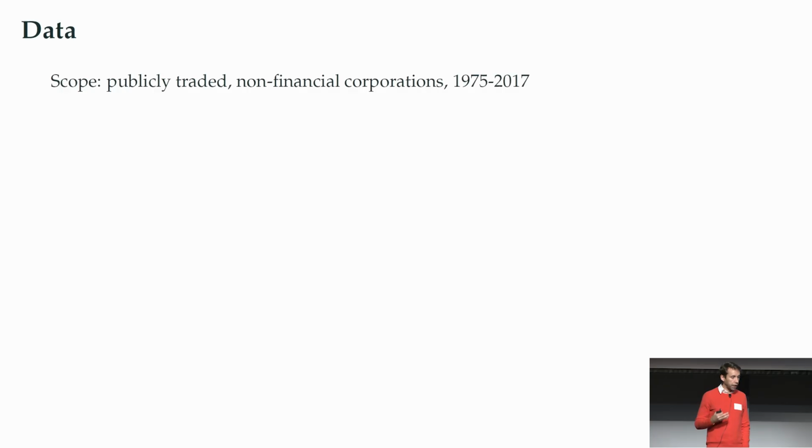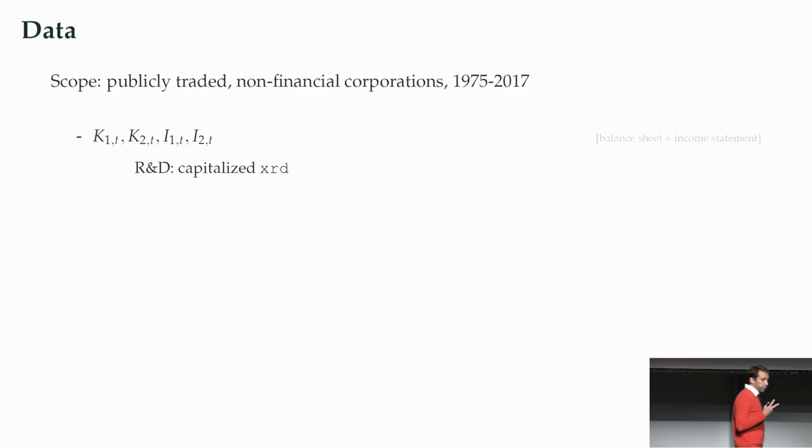Here I'm going to look at Compustat data, essentially publicly traded non-financial corporations. I'm only going to be able to go back to the mid-70s. The data are all going to come from balance sheets and income statements. In what follows, I'm going to measure intangible investment, stock and flow, in two ways. The first is the same as in the national accounts data. It's just a validation exercise. I'm going to capitalize the R&D.